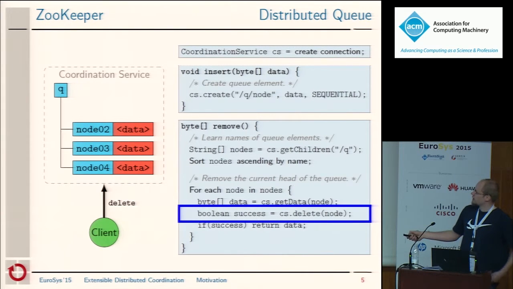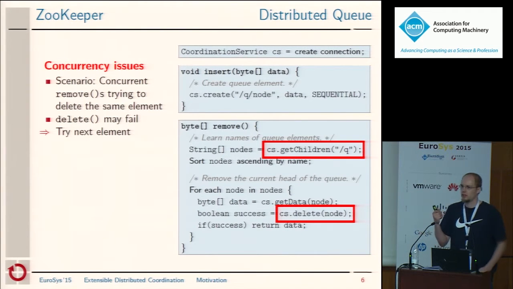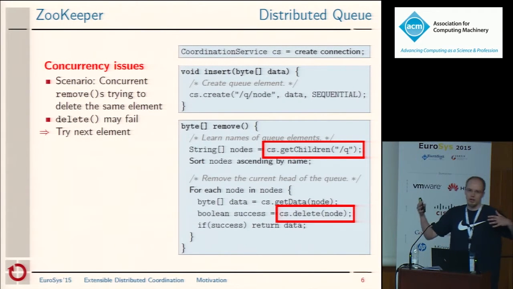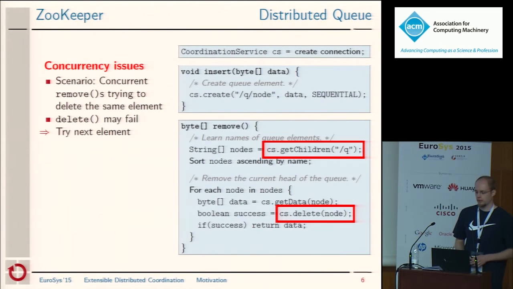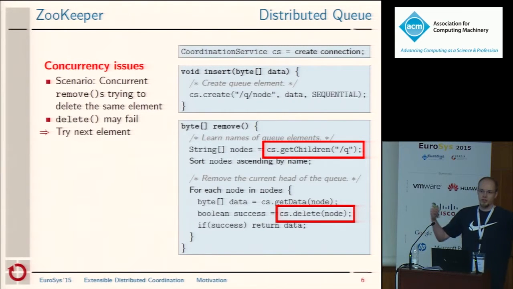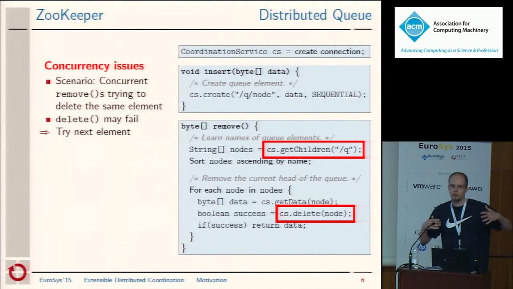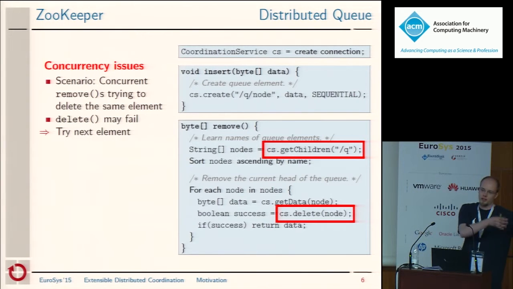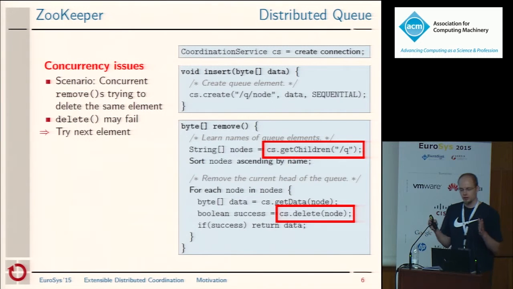So we see that surrounding the last two statements, there's this for loop, and this is required because there may be scenarios where two or more clients call the remove function concurrently. And there may be scenarios in which two clients call this getChildren concurrently, which means they download the same list of nodes, which means they identify the same node as current head element, which means they try to delete the same node. So in these cases, ZooKeeper ensures that only one of the clients will actually be successful.